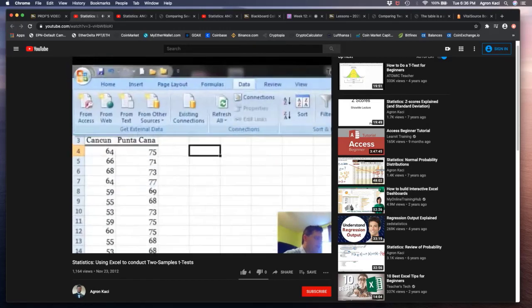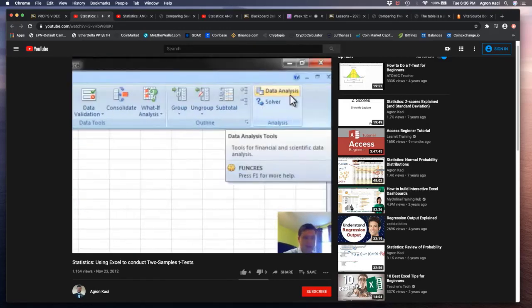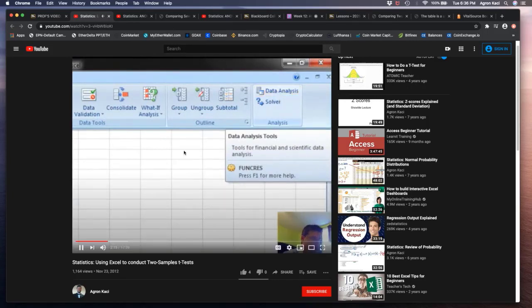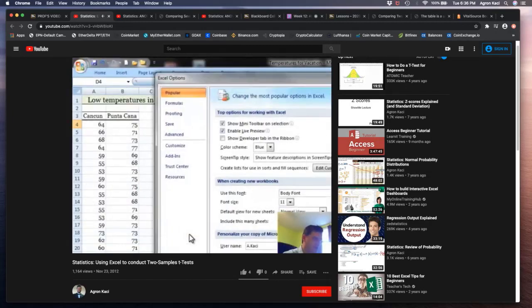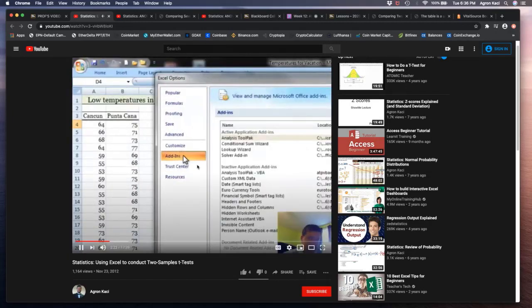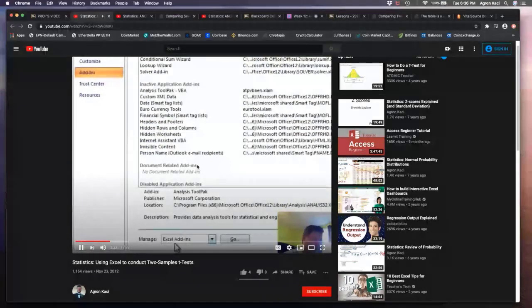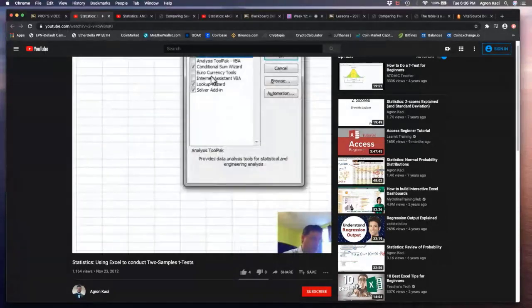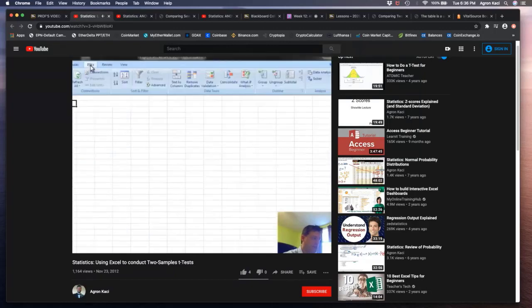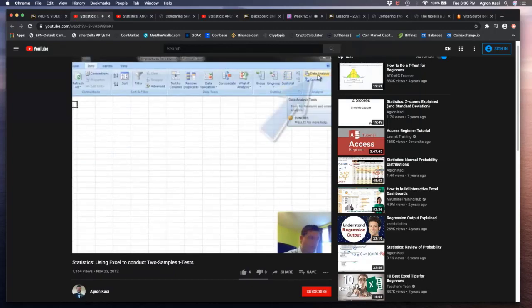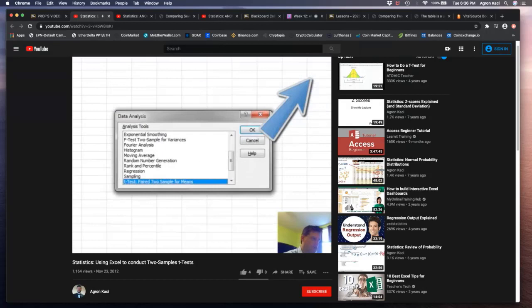You have to go to the data tab and find the data analysis toolpack button. If you don't have that, go to the file menu, find Excel options, then go to add-ins. In add-ins, go down to manage, click go, and then select analysis toolpack, check that box, click OK, wait a minute or so, and then analysis toolpack would be right here in the data tab. So click on data analysis.